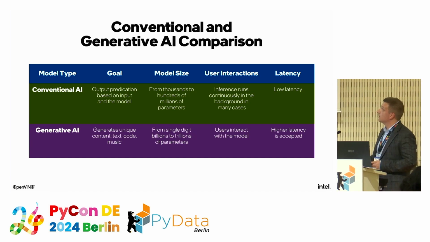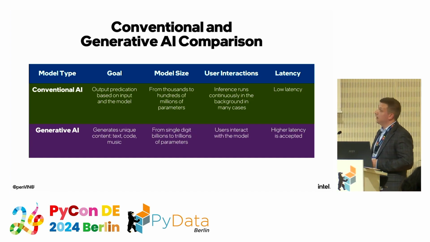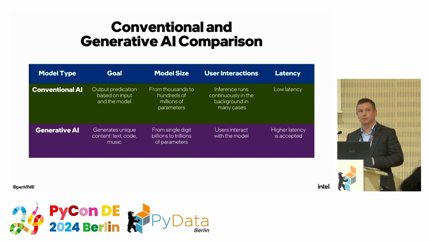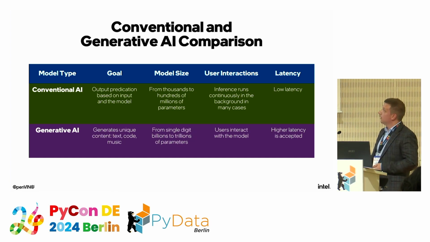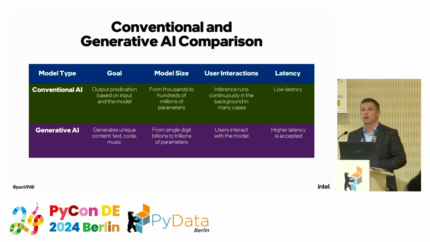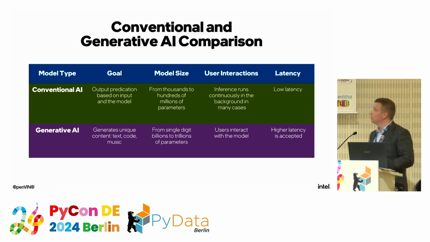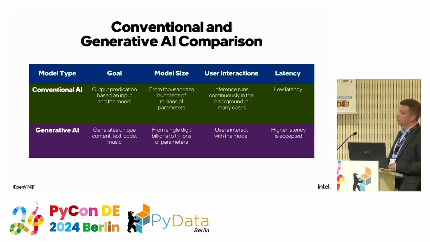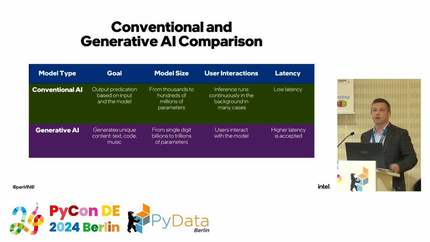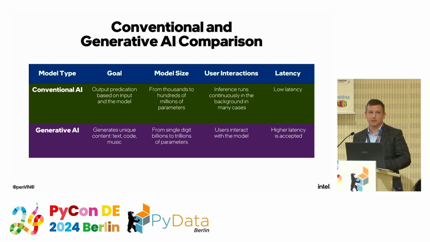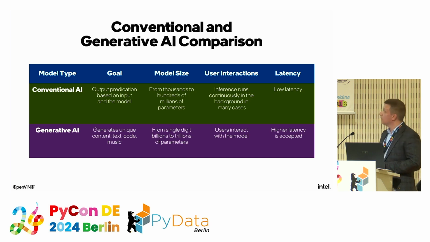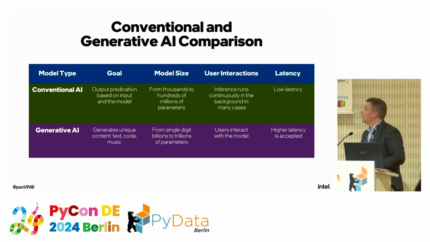What else? Model size. For conventional AI, models may contain maybe 1,000 parameters or even less, and sometimes they are big, like hundreds of millions of parameters. But if you look at the model size for generative AI, they may be really huge, from single-digit billions to trillions of parameters. I believe the latest GPT model has more than a trillion parameters.